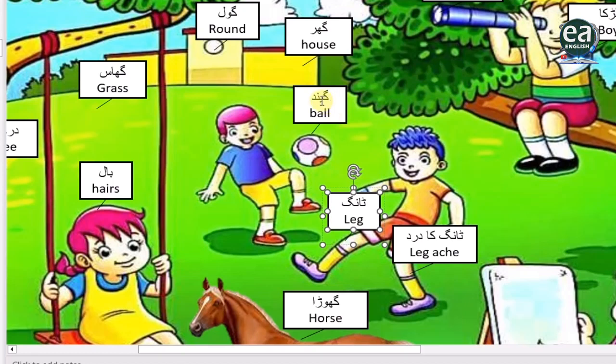And this round thing is called gaind. Gaind. And this is house. What we say it? Ghar. And this is grass. We say ghas. And this is round. We say goal. Goal. And tomorrow we shall learn this, okay?